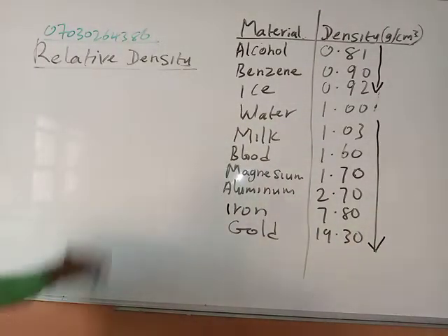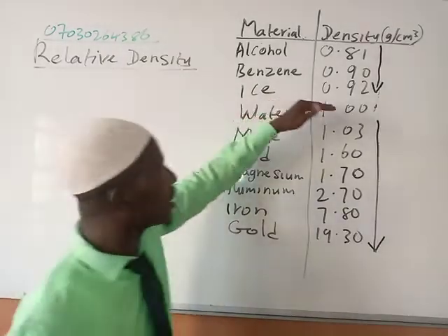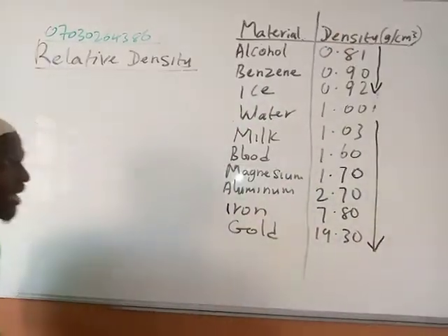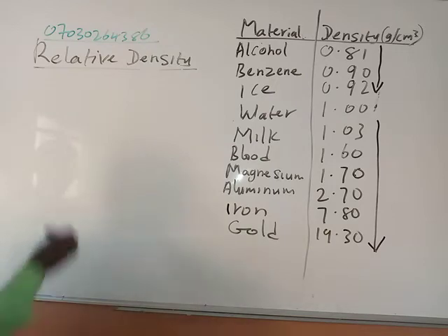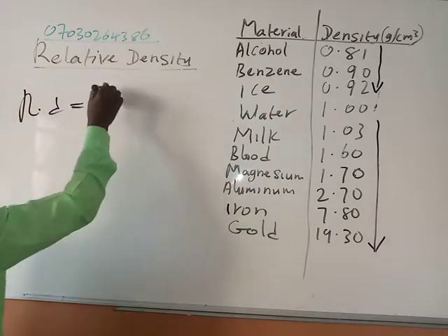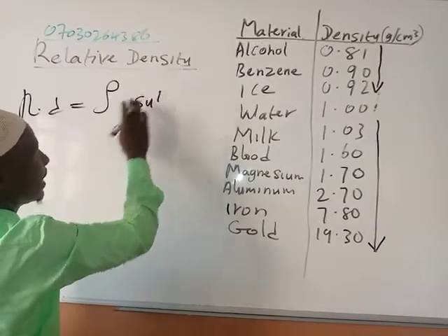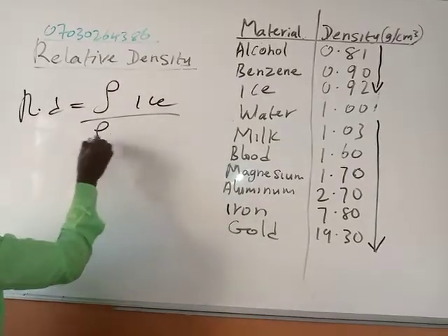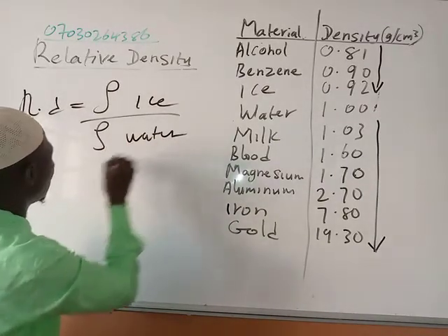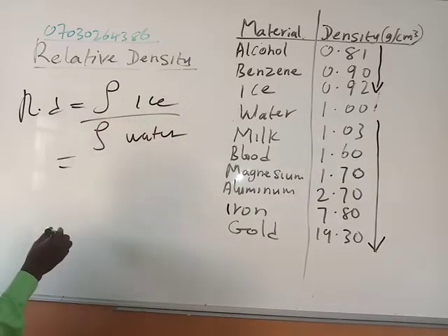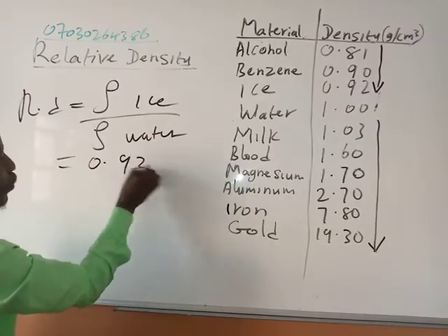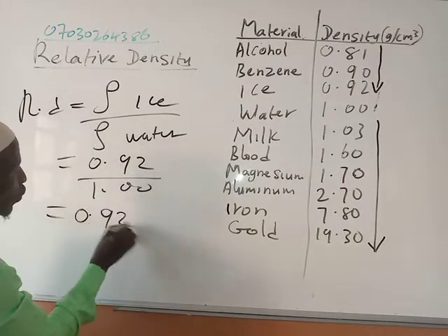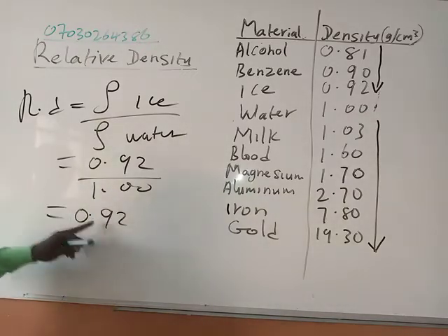Now, let's use relative density to determine which percentage of these will float in water. In that case, we first of all determine their relative density. Relative density is equal to the density of the substance over the density of water. Let's use ice as an example. Therefore, the relative density of ice is equal to 0.92 over 1.00, which will give us 0.92. It does not have units. So this is the relative density of ice.